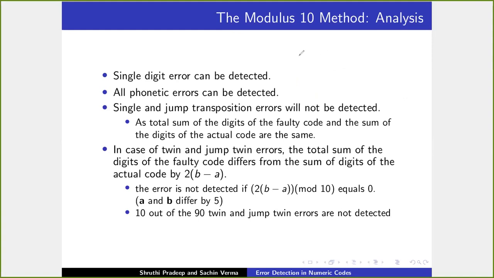Moreover, let us just take this example: 1, 2, 3, 4, 5. Now, if I take the sum of all these numbers, I'll get 15, and we know that mod 10 of 15 will give me 5. Okay.